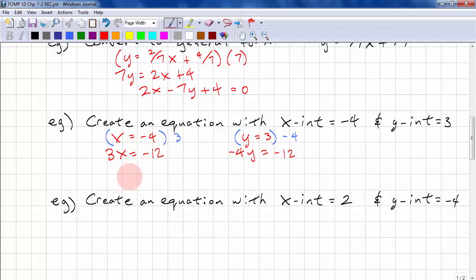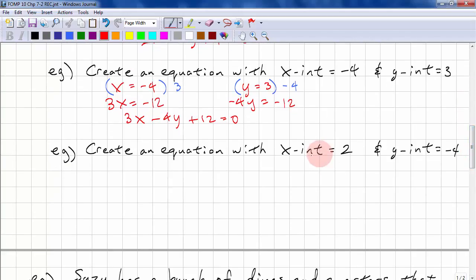Now we can complete the general form. We have 3x minus 4y plus 12 equal to 0. And we can quickly check by substituting zeros in. So if we substitute a 0 in here, we get x is equal to negative 4. We substitute a 0 here, we get y is equal to 3.